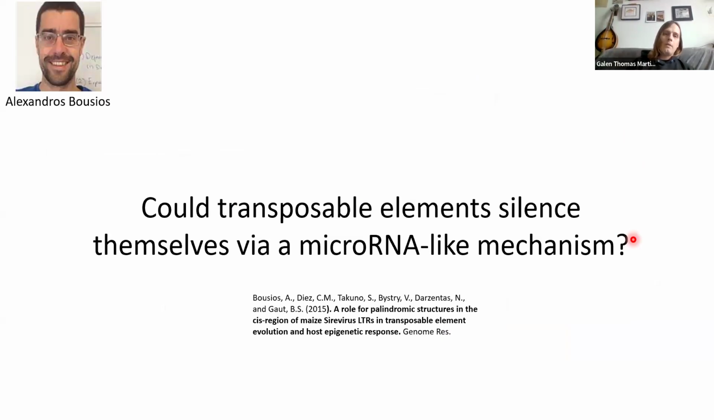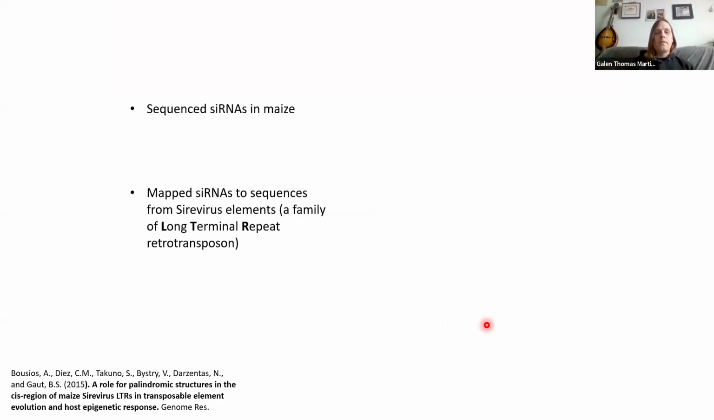So the question was raised, the impetus for this project was raised by this paper from our collaborator, Alex Busios, who is studying these LTR elements, transposable elements in maize. And what he found was that these LTR elements have these long palindromic repeat regions within the LTRs of the elements that could potentially create hairpins like the microRNAs and like the mu killer locus that silence the elements themselves.